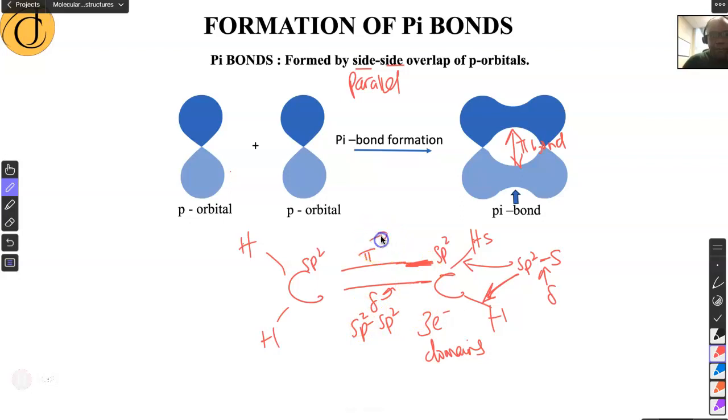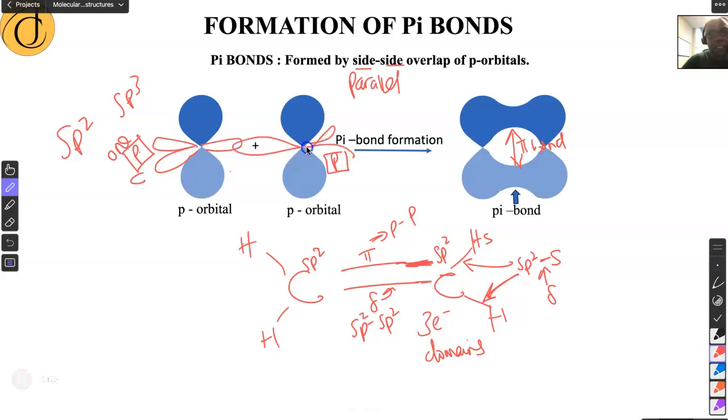The pi will always come from p-p overlap of unhybridized orbitals, because here you see sp2. The difference between sp2 and sp3 is a difference of just one p. That p is not mixed up to make any hybrid. It's available. If the p of one carbon and the p of another carbon, which are always parallel to each other, overlap, that's how you get a pi bond. In between here, those will come from the sp2, sp2, which is what I'm showing right here and right there. Again, this sigma bond is from sp2-s. Hydrogen brings the s, the hybridized carbon brings sp2.